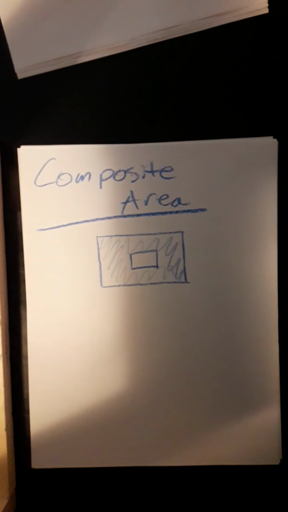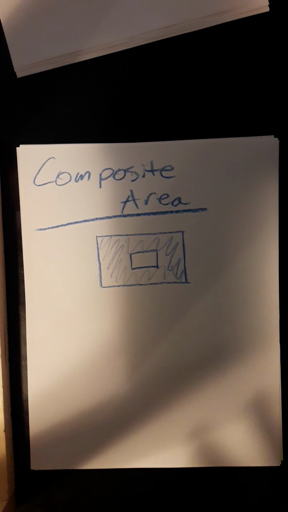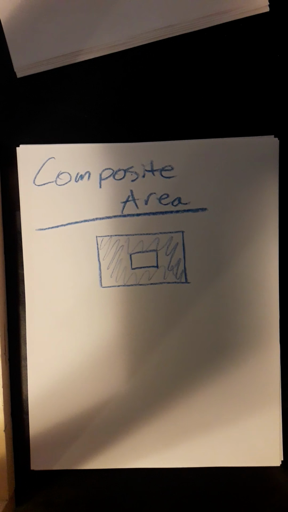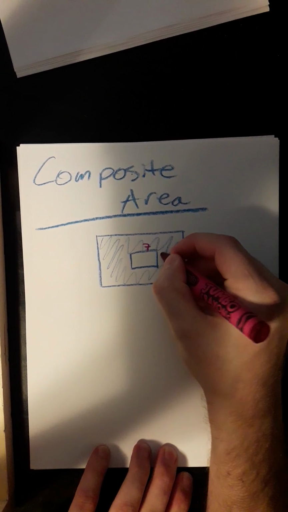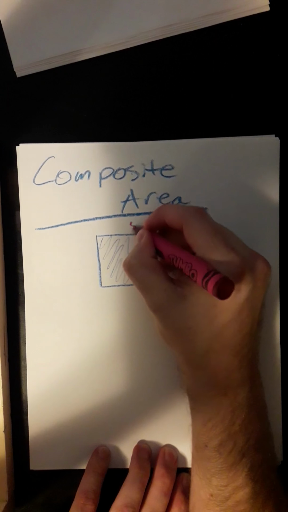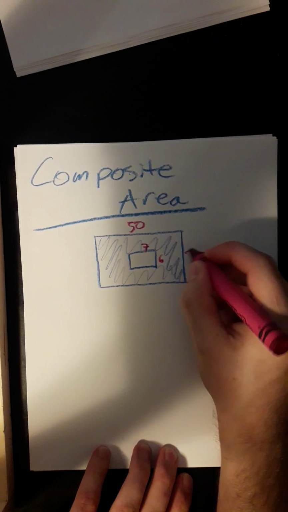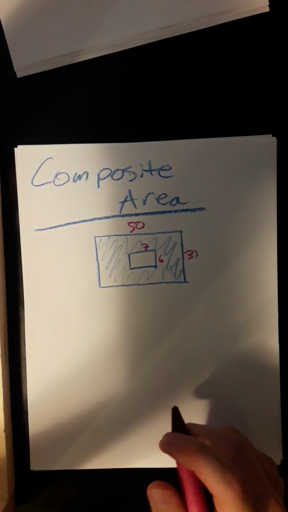All right, guys, let's talk about composite area. Composite area is when they give you something like this and they say, find the area of the shaded region. And they might tell you that this is a 7x6 box and this is a 50x31 box. That just happens to be the example I'm looking at.